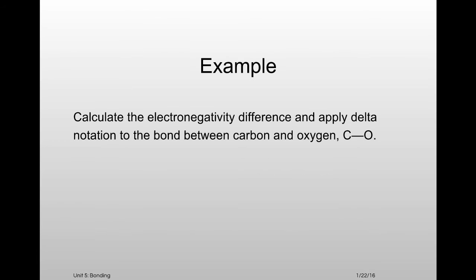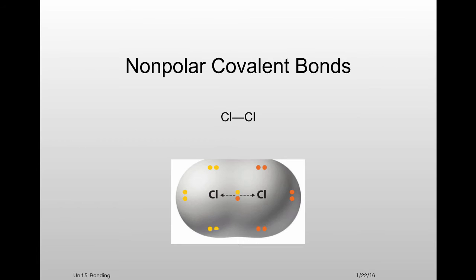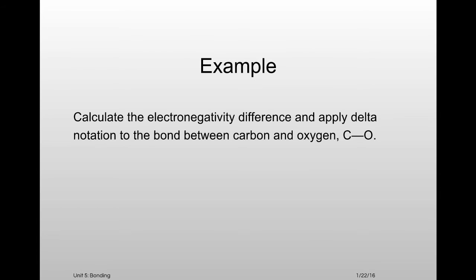Here's an example. Calculate the electronegativity difference and apply delta notation to the bond between carbon and oxygen. So first, we'll go back to our periodic table and we'll look at carbon and oxygen, and we'll subtract their electronegativities. And then we'll determine the difference. And if that difference falls between 0.5 and 1.6, we know that we'll have a polar covalent bond.